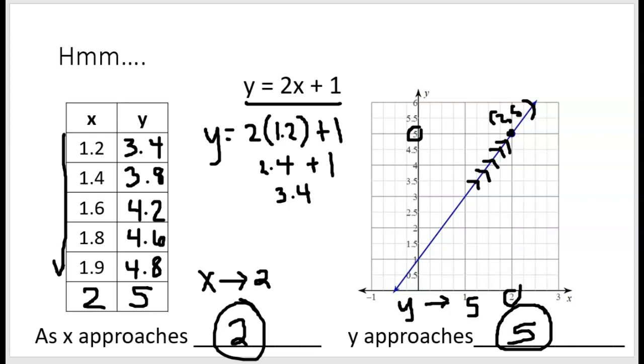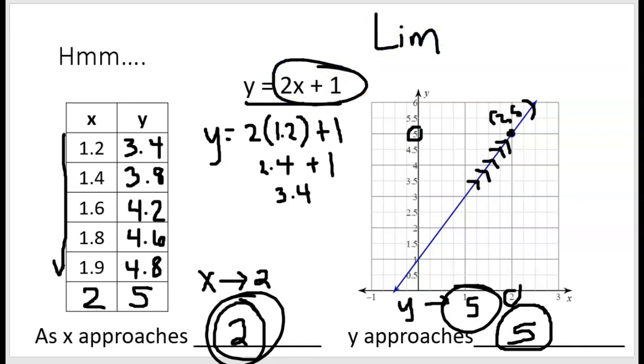Now, this is what we call a limit. A limit is what you are approaching. A limit is the y value that you're approaching as x is approaching some specific value. And here's how we write it. So what is the limit? And that's the word we use for limit, is lim.